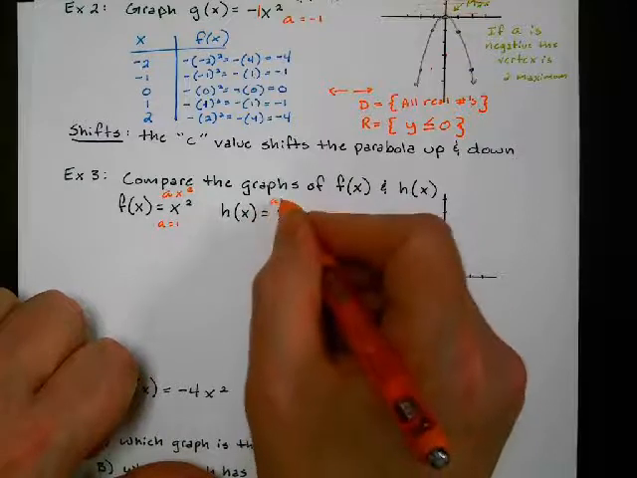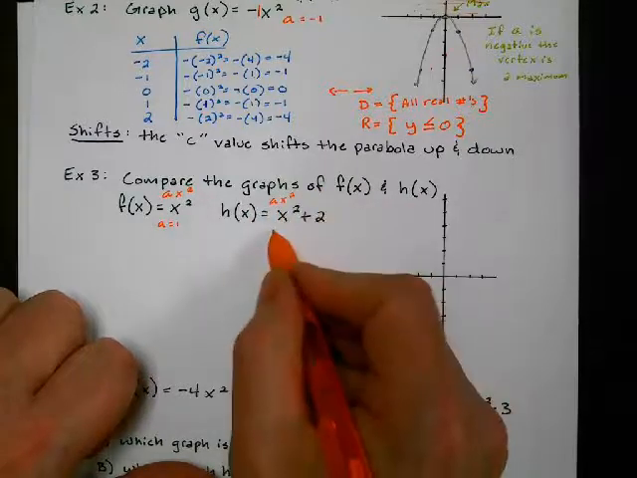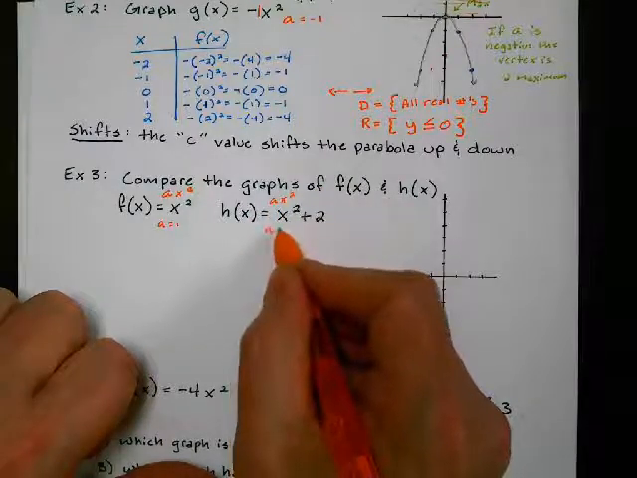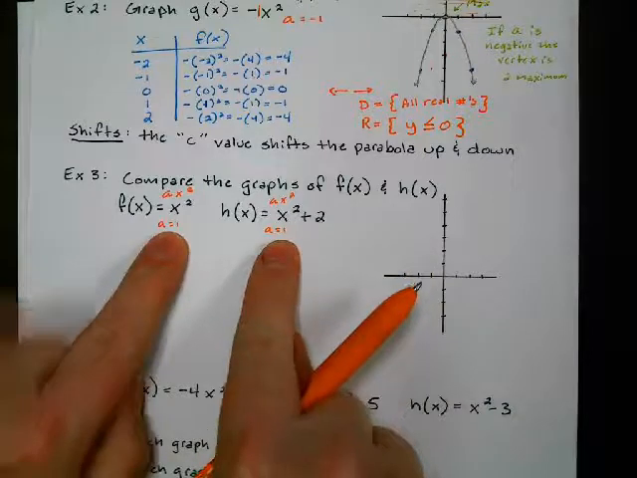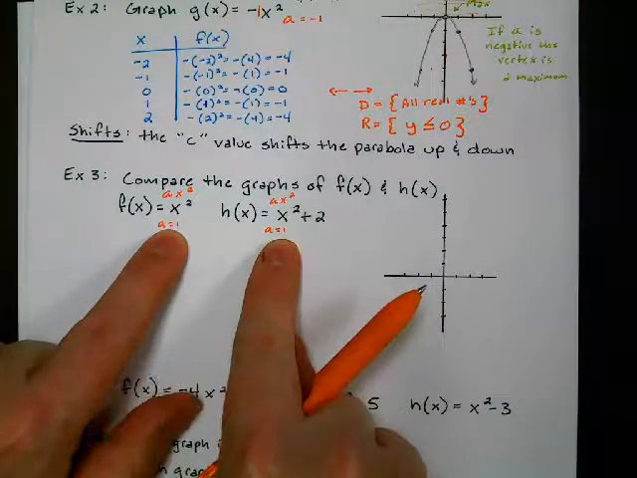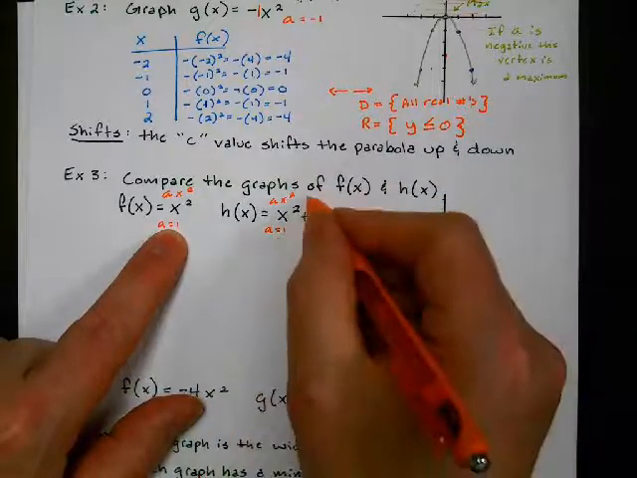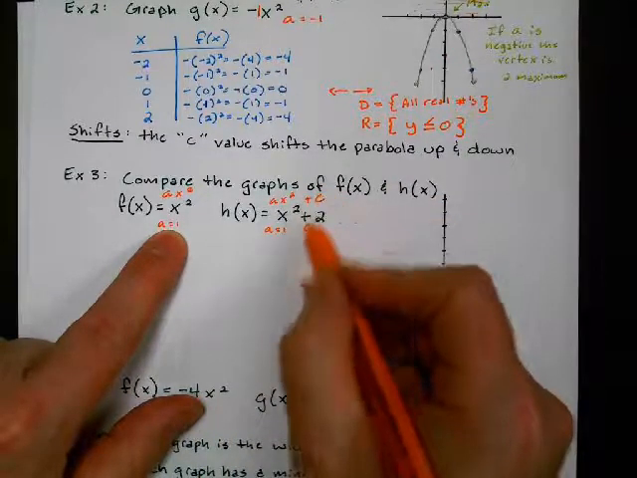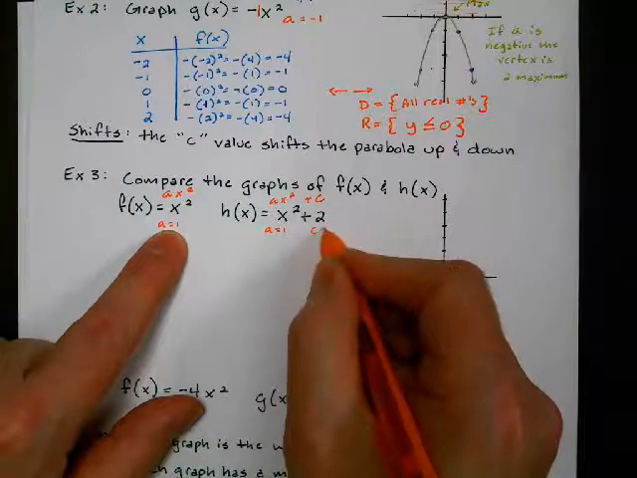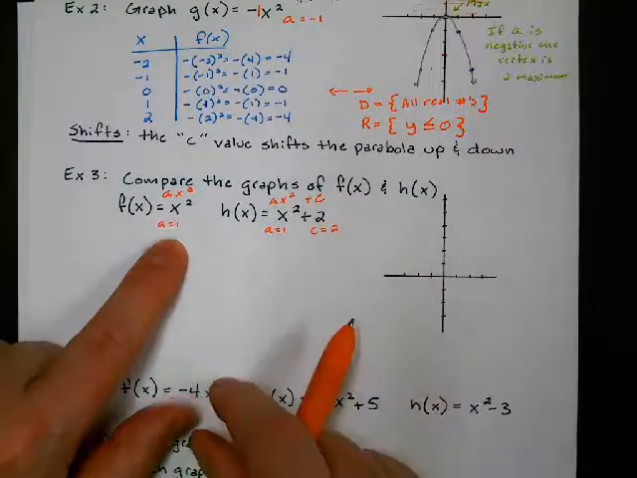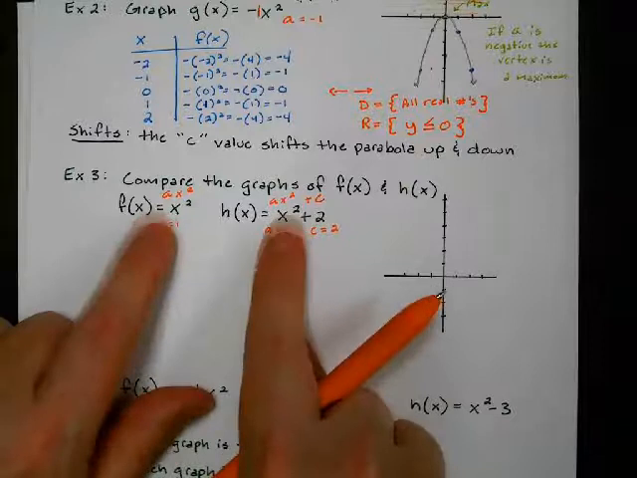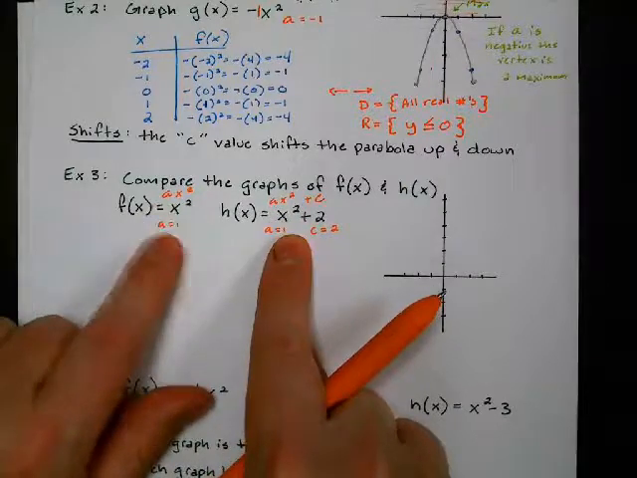So since they have the same a value, they should have the same width, right? But our c value, this is our c value. Our c value is 2. So what does this mean? It means that these graphs are exactly the same, except h of x is shifted up 2 units. Okay, let's prove that.